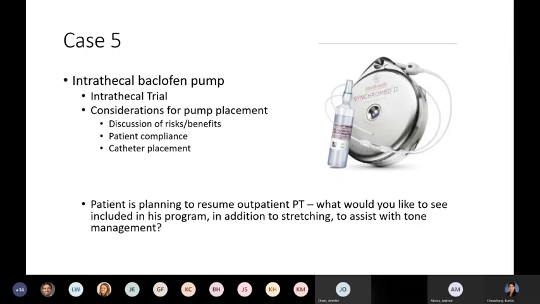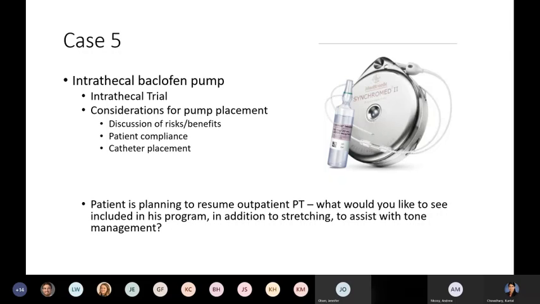Other things to consider prior to pump placement is compliance of the patient. So it's not really a good idea to recommend this for someone who is non-compliant with follow-up visits or with medications, or just has issues with communication in general, as then you would have safety concerns.